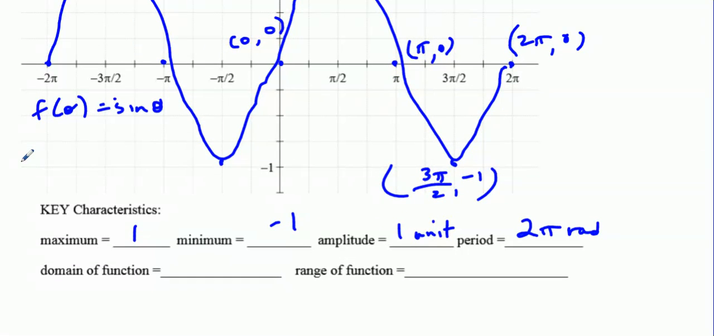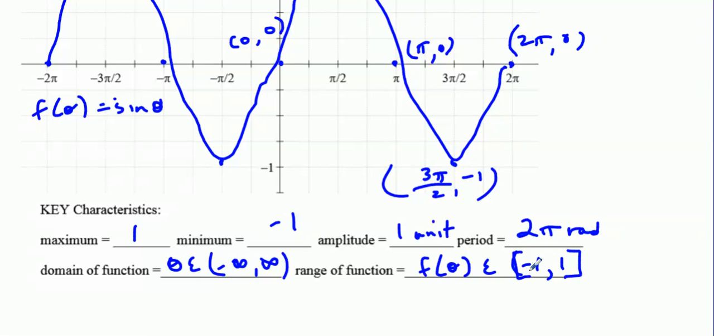The domain of this graph is negative 2 pi to 2 pi, but the domain of the function itself, f of theta equals sine theta, is theta is an element of negative infinity to infinity. This graph does go on forever, and the range of the function goes from the least value, which is negative 1, to positive 1. So I'm going to say f of theta is an element of square bracket, negative 1 to 1. Okay, so those are some of the key characteristics of the sine function.